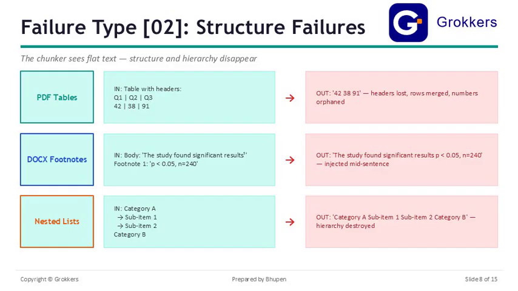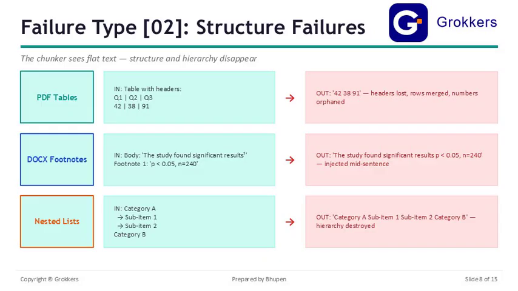Structure failures are perhaps the most damaging category because they destroy the relationships between pieces of information that give data meaning. Tables are the clearest example. A PDF table with row and column headers contains dense relational information. The value 42 in row Q1 and column revenue only means something because of those headers. When a chunker flattens the table to plain text, the headers are often lost and the numbers become a meaningless sequence. The language model receives numbers with no context for what they represent.